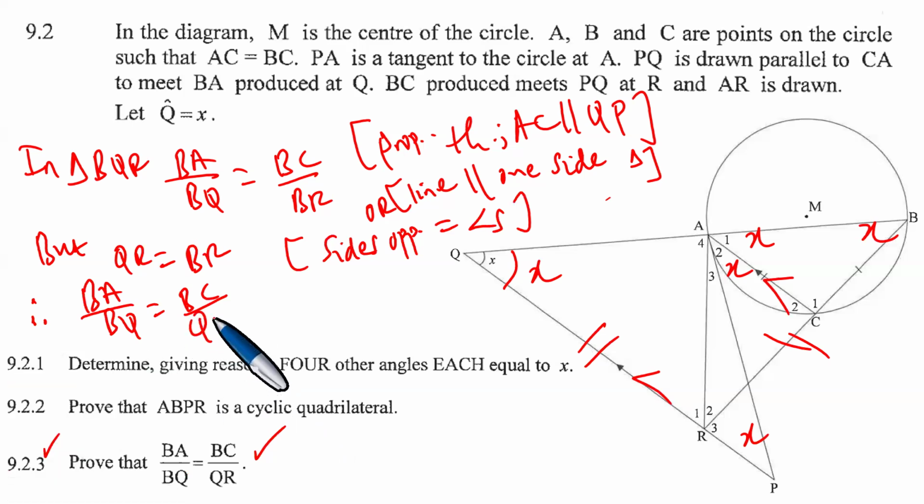Okay, so we use the proportionality theorem to write out the fact that, because we have these two parallel lines, BA over BQ is BC over BR. But simultaneously, QR is BR. So wherever there is BR, we can put QR. Any question on these proportionality theorem results? No, sir. Okay, we move on to the next question.